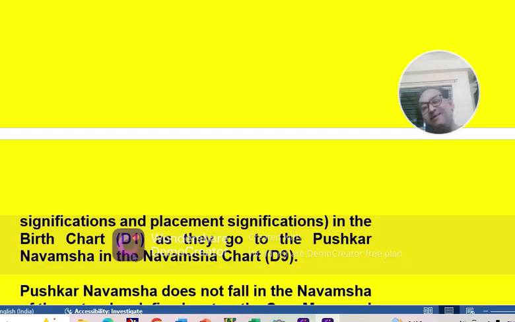For example, Venus is in Pushkar Navamsha. Then what are the natural significations of Venus? Beauty, luxury, everything. If Venus goes to the Pushkar Navamsha and is in a Kendra, Trikona or 2, 11, 12 sign in your birth chart, then it will give you luxury, it will give you beauty, everything in life. In this way, I shall explain everything.